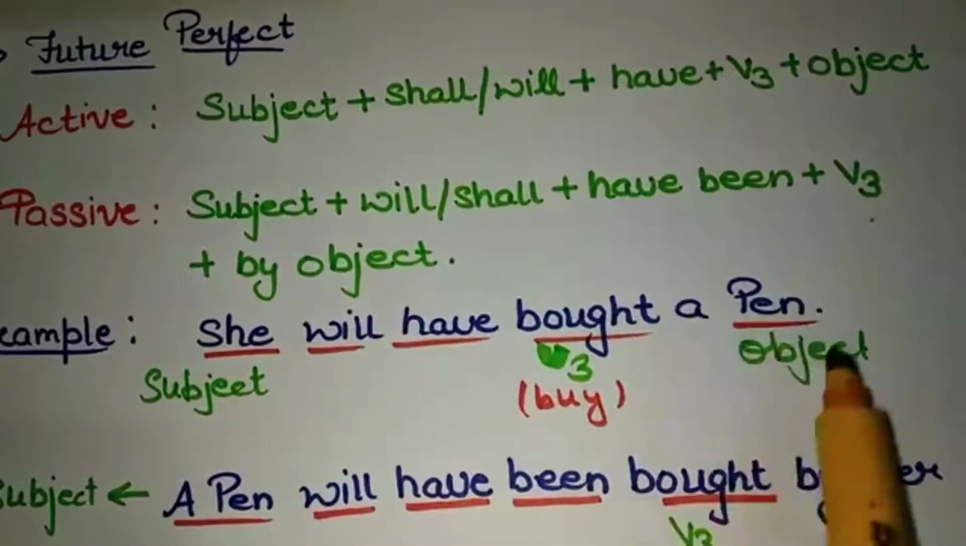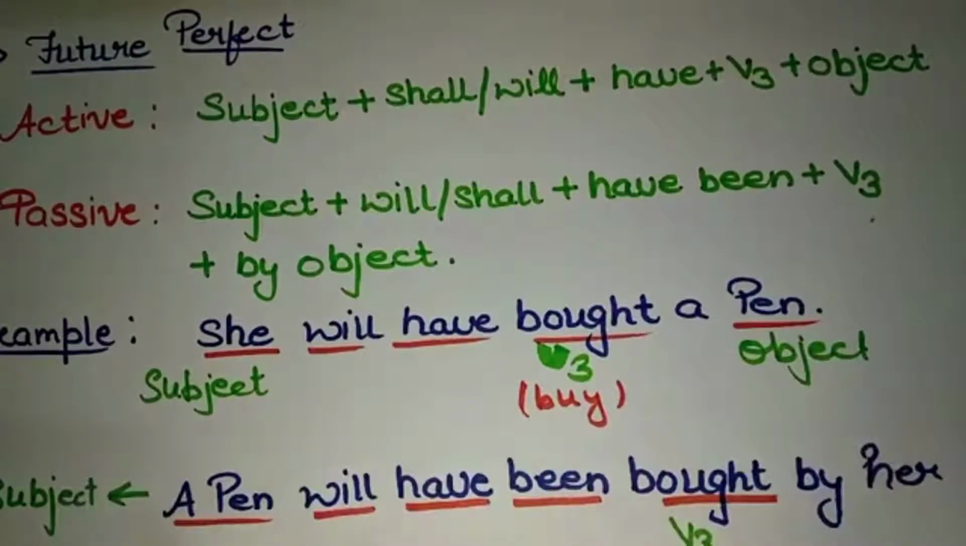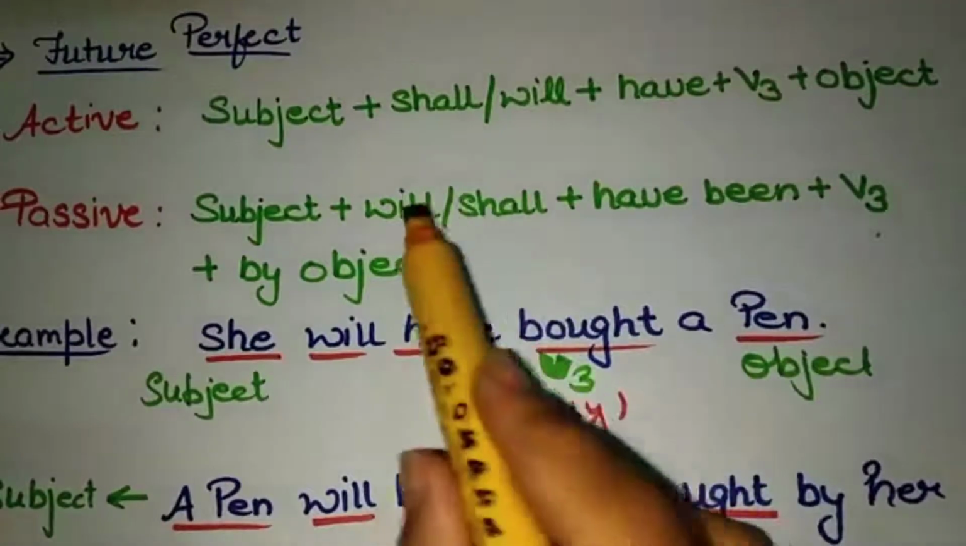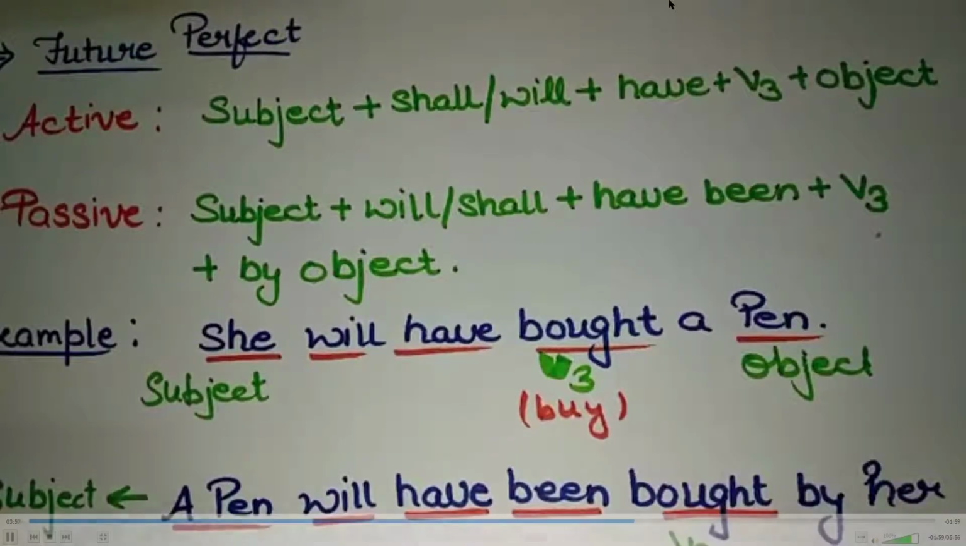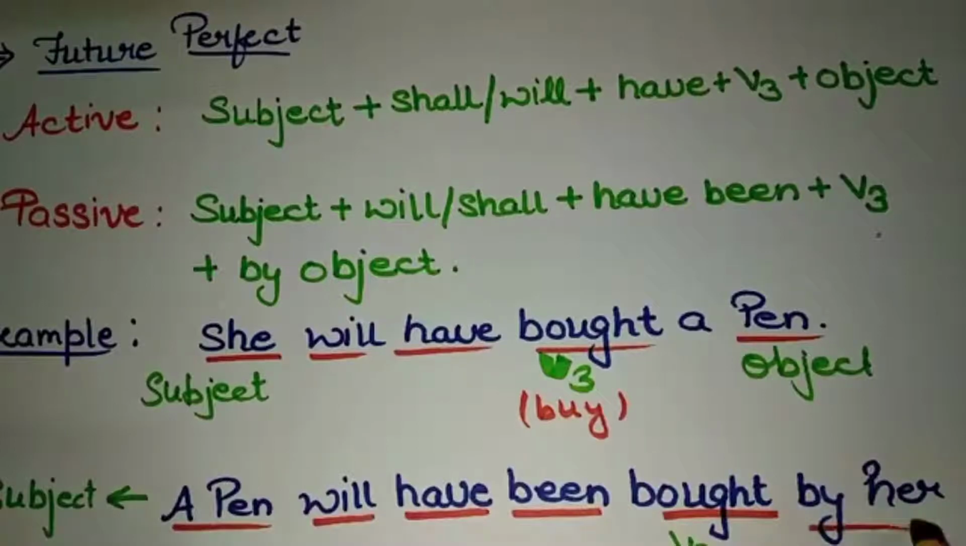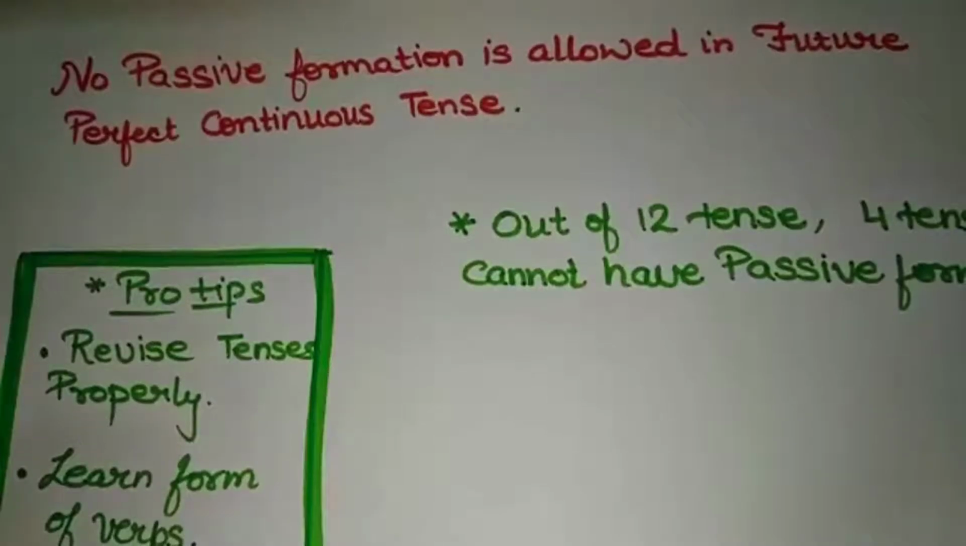Can you compare this? This object, this pen, is now the subject. Then comes will, have been, and again the third form of the verb. Then comes by her. That is the object. She is becoming her here. Okay. So we have only two forms in future tense, that is future indefinite and future perfect, because no passive formation is allowed in future perfect continuous tense.